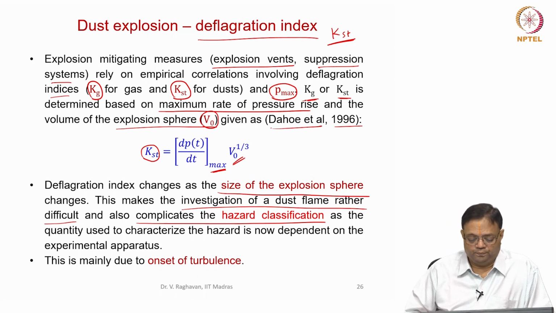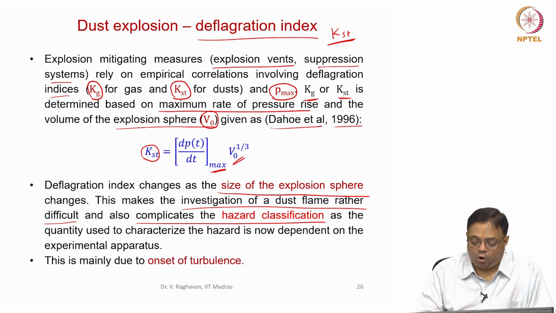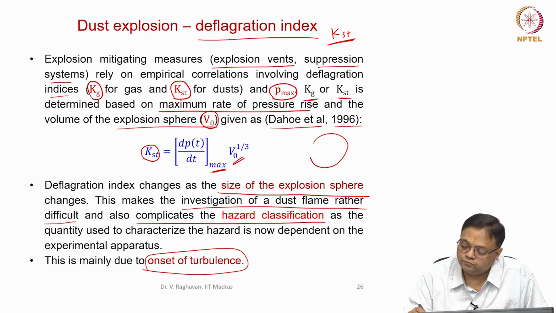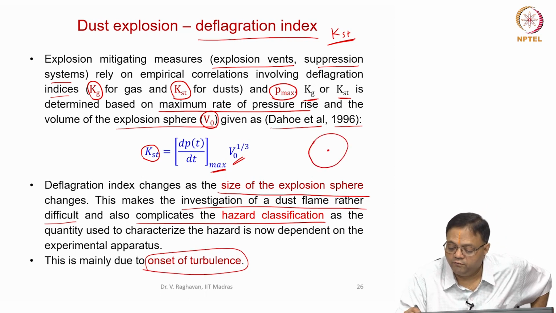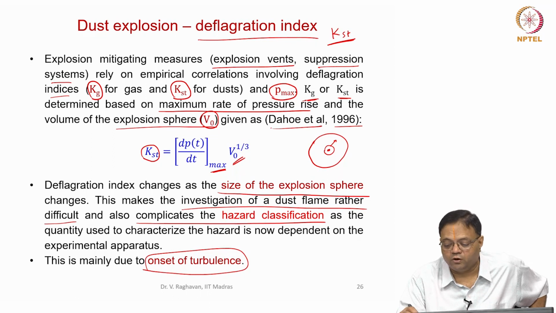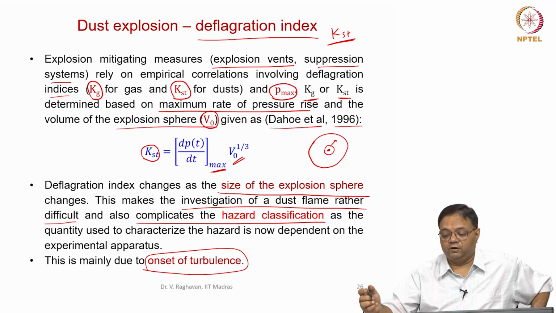Okay. So why does this happen? Because of the onset of turbulence. So in the spherical vessel, when the center is ignited, for example, the flame forms and propagates, but this is not going to be a spherical propagation of the flame itself.